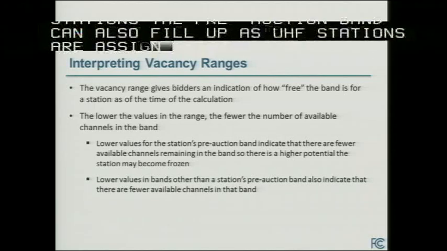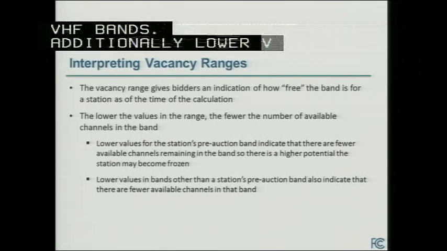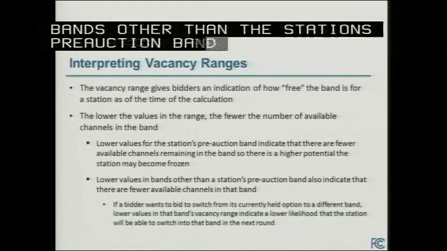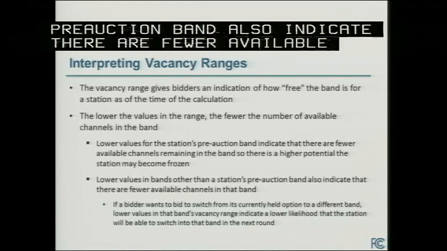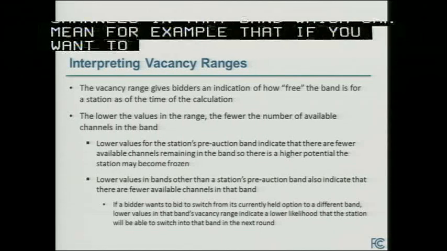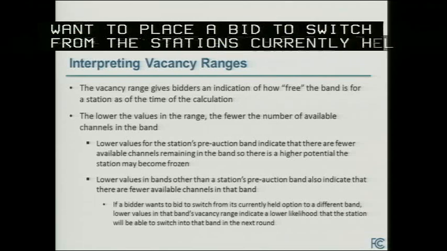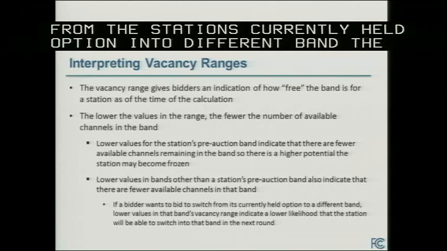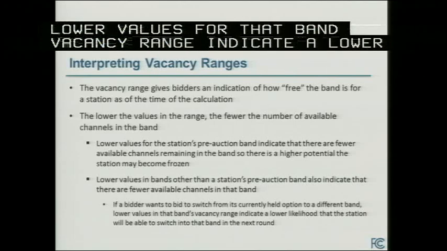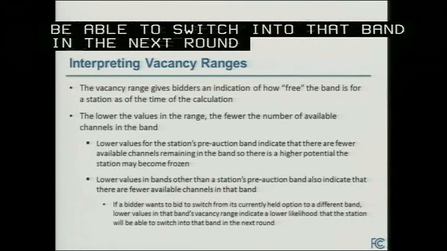Additionally, lower values in bands other than the station's pre-auction band also indicate that there are fewer available channels in that band, which can mean, for instance, that if you want to place a bid to switch from your station's currently held option into a different band, the lower values for that band's vacancy range indicate a lower likelihood that the station will be able to switch into that band in the next round because there are fewer vacant or available channels.